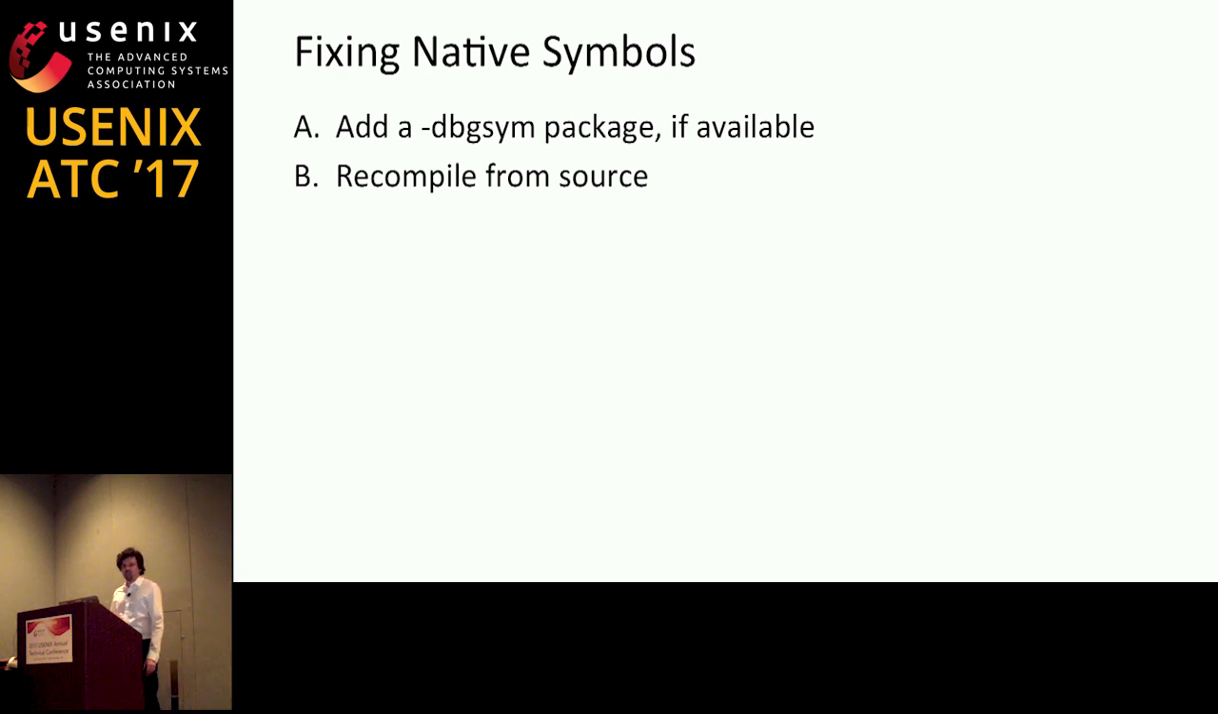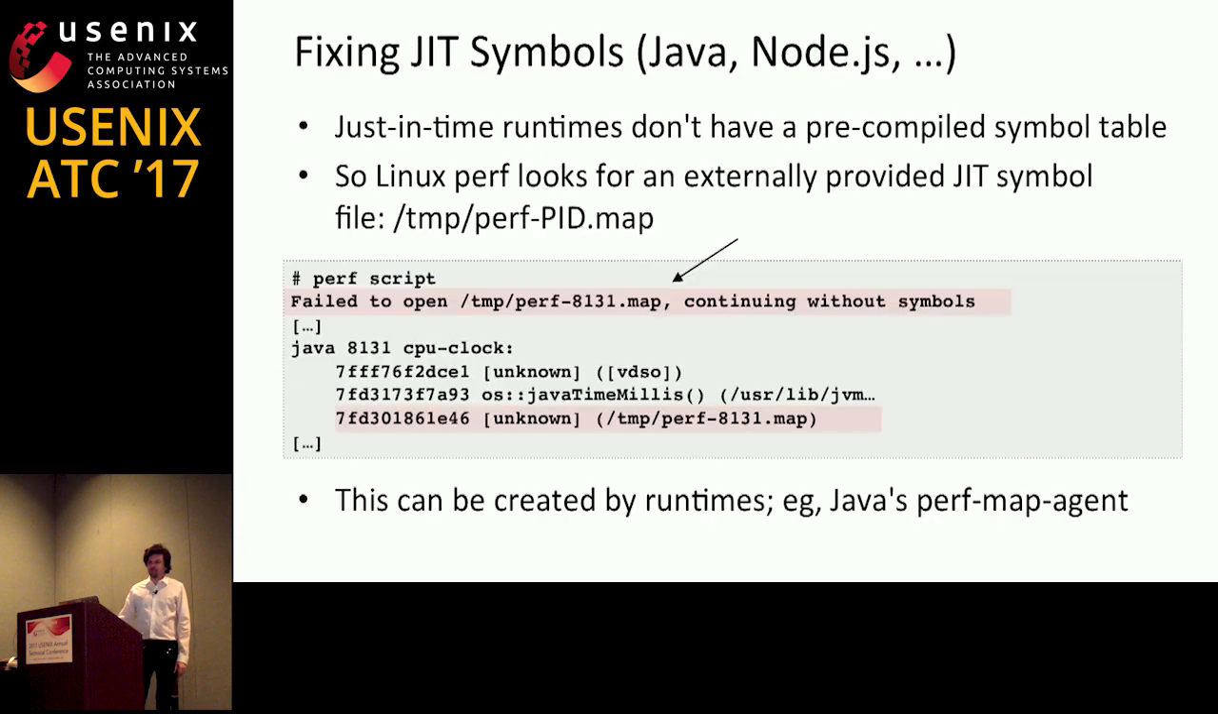Usually easily fixable, or you can recompile from source. Jittered runtimes like Java and Node.js are more complicated, and this is another area where there may be some more work. So Linux perf, when it's profiling a jittered runtime like Java, will look for an external map file.